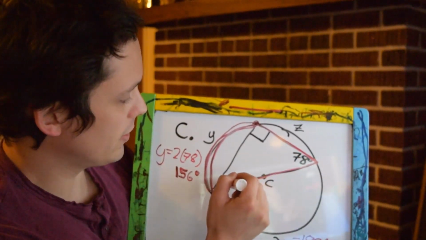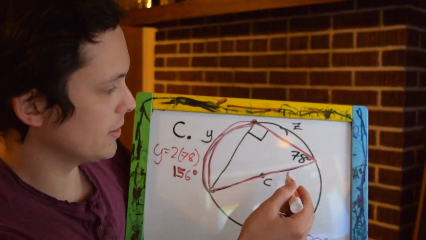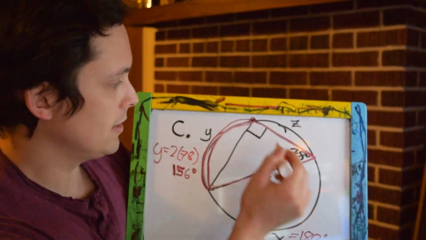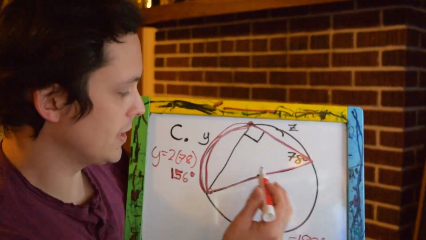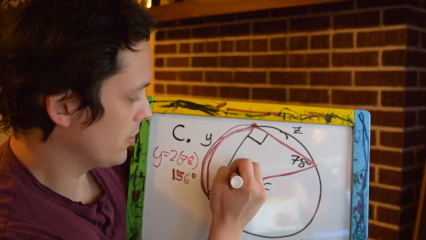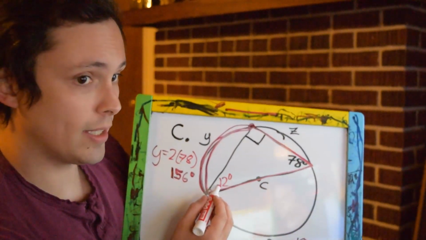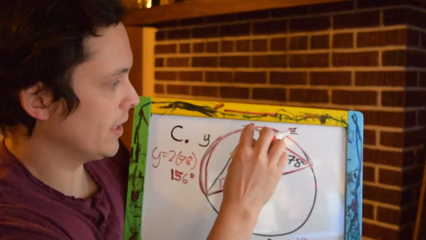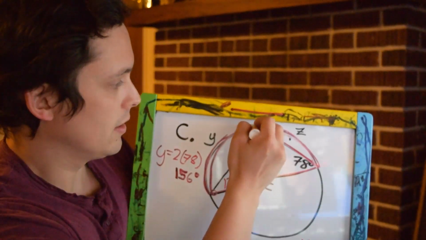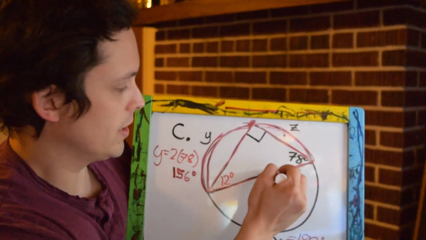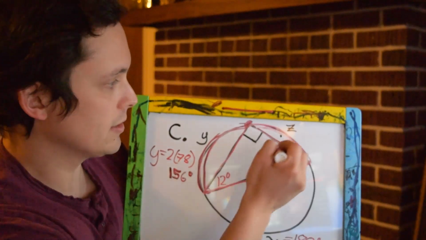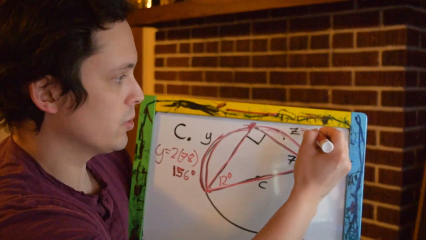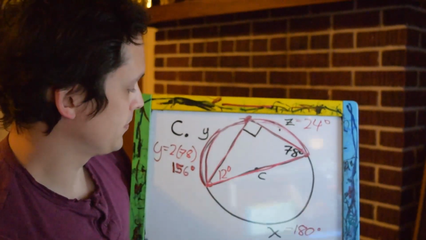Another option would be I could figure out this angle. I could do 180 degrees minus 90 and minus 78. So 180 minus 90 would be 90, and then 90 minus 78 would be 12. So this angle is going to be 12 degrees. Notice that the arc z, from here to here, is connected to this angle. So this is a 12-degree angle inscribed on arc z. So z is going to be double 12, which would be 24 degrees.